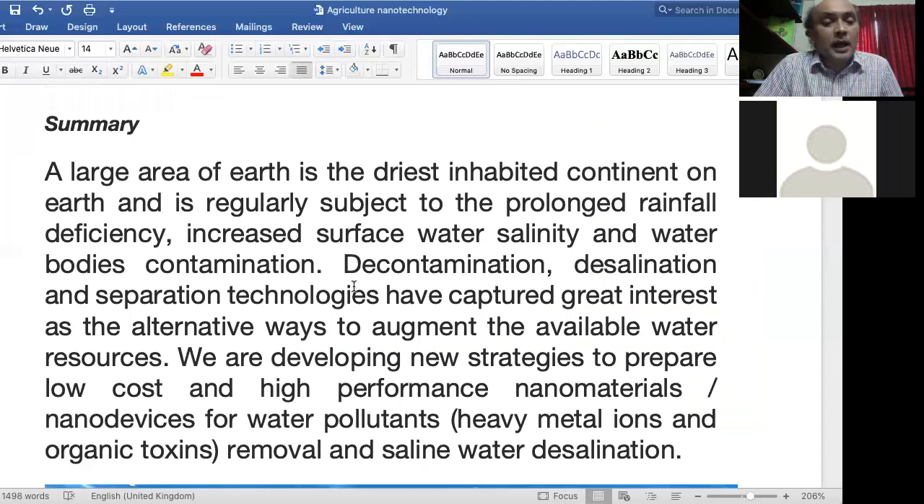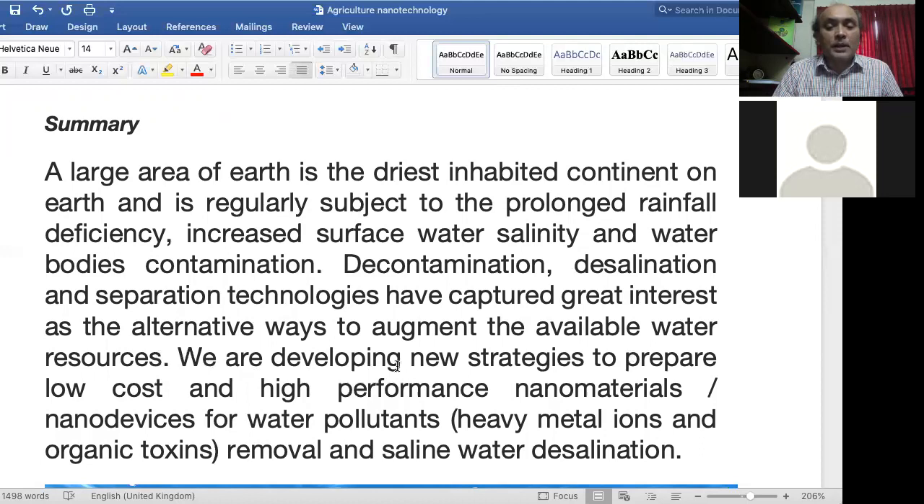Another important area: Australia, the driest inhabited continent on Earth, is regularly subject to prolonged rainfall deficiency. Even in our country, in some seasons, drought is a big problem. Increased surface water salinity is another big problem in the south belt of Bangladesh. For water body contamination due to salinity or other contaminants, decontamination, desalination, and separation technologies have captured great interest as an alternative way to augment the available water resources.